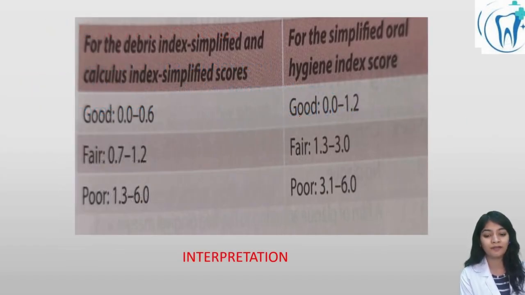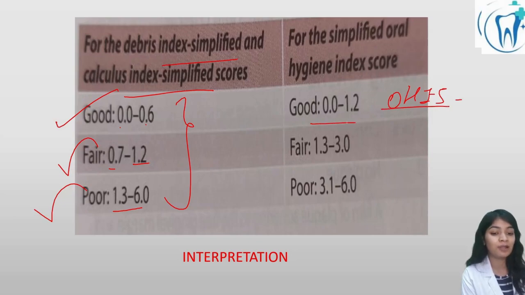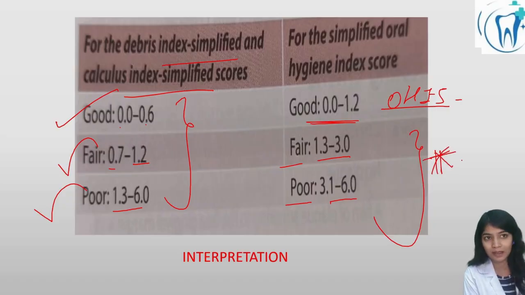Now you can see the inference. For debris index and for calculus index, if the score is 0 to 0.6, it will be good. If it is 0.7 to 1.2, it will be fair. For 1.3 to 6, it will be poor. Now for overall OHIS, there will be a different interpretation. For good, it will be 0 to 1.2. For fair, it will be 1.3 to 3. For poor, it will be 3.1 to 6. So please learn these interpretations by heart. Understand? This is very important from this aspect of dental examination. Are you getting my point?